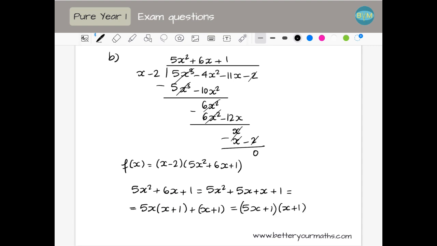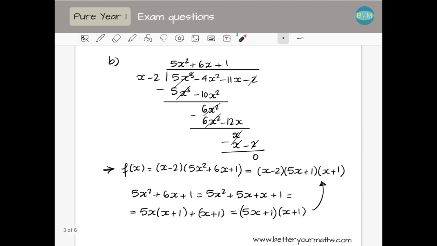Yeah? Which means our function, if we come back here, is going to be x minus 2 times the two factors that we found for the quadratic: 5x plus 1, x plus 1. Yeah, this goes here. And I would do this with the calculator to not make mistakes, but still I will write the working out. Yeah, and that's how we factorize that cubic completely.